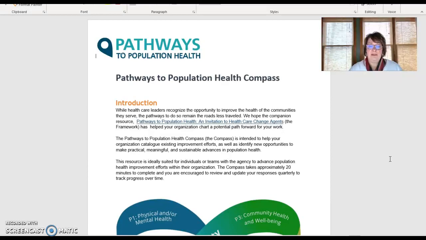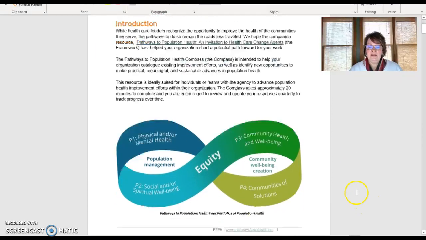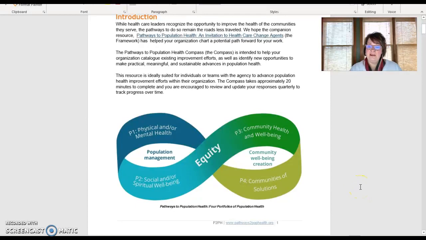And the Pathway to Population Health Compass is interesting in that it is a model to examine the here and now and look at how organizations are functioning in the context of how to move forward. So this tool will be very helpful to you as you're doing an analysis of your particular organization and taking a look at areas that could be impacted by shifting some of the practices.